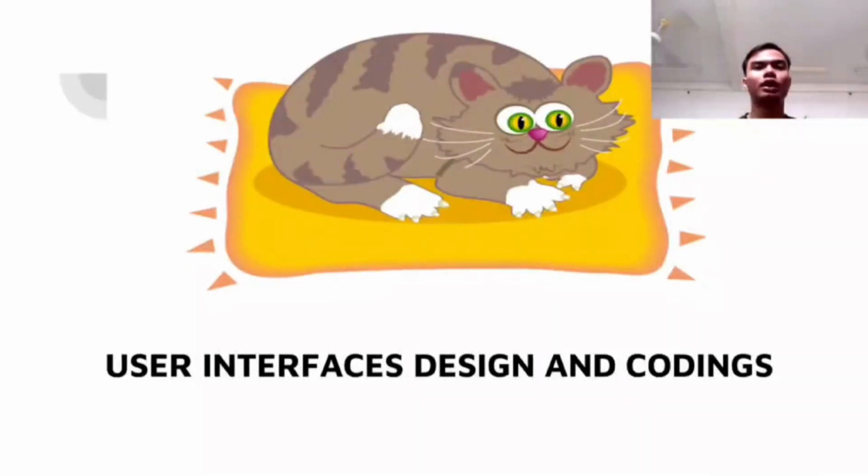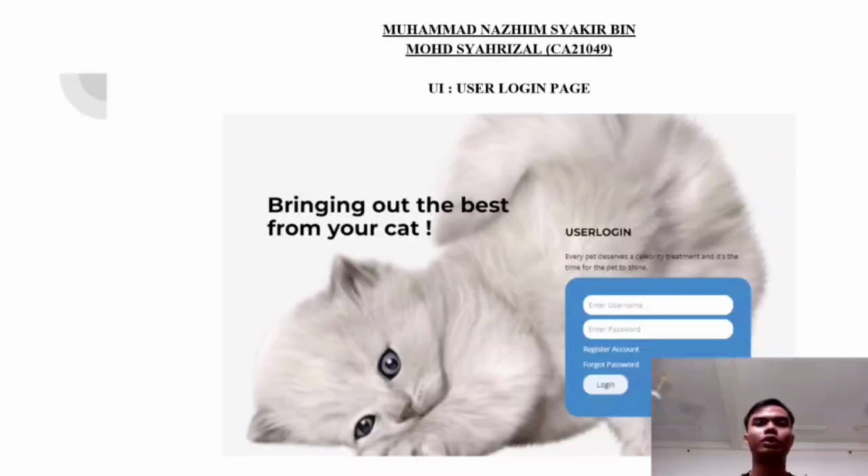Next, I will start the presentation of the user interfaces, designs, and codings. This is the first user interface page, which is the user login page. In this page, you can see the picture of the cat as a background, and some texts. In this page, the user needs to fill in their username and password and click the login button to access the main page.